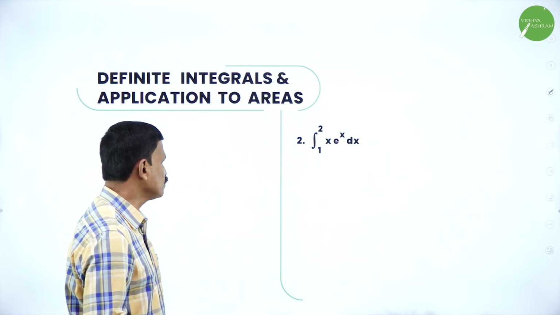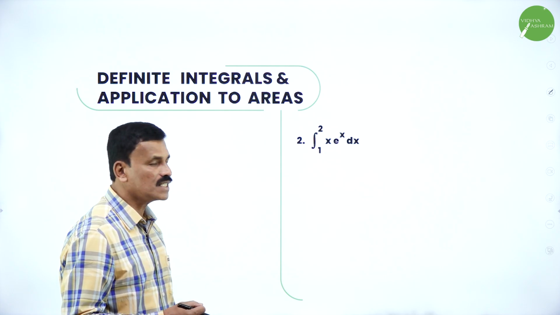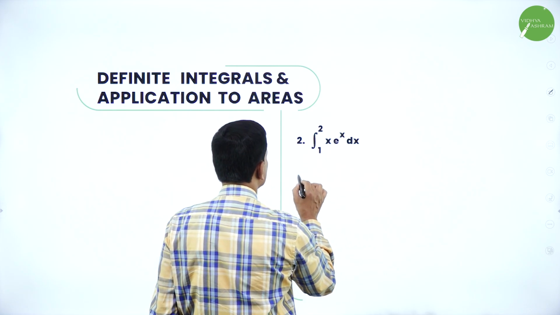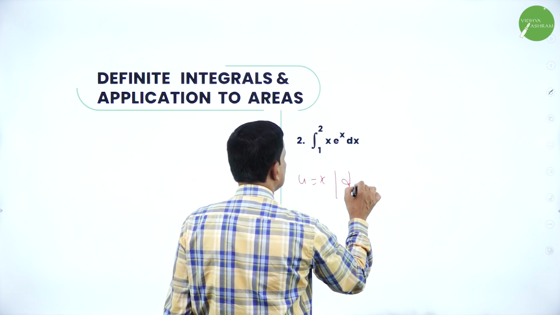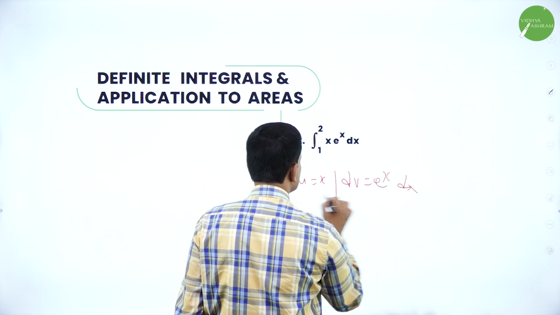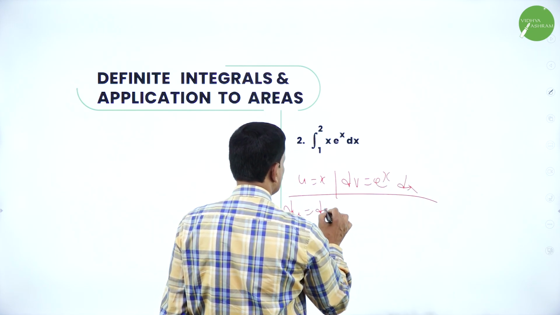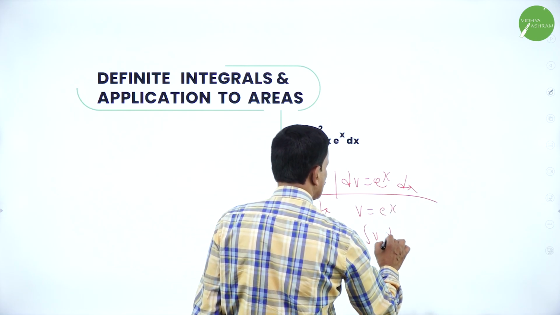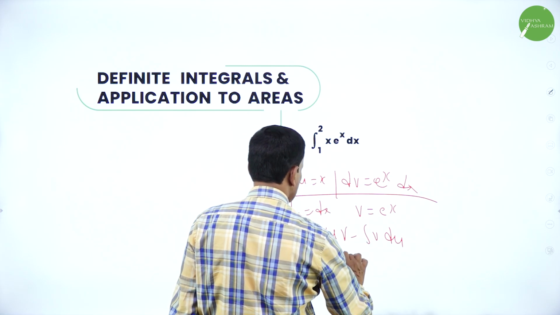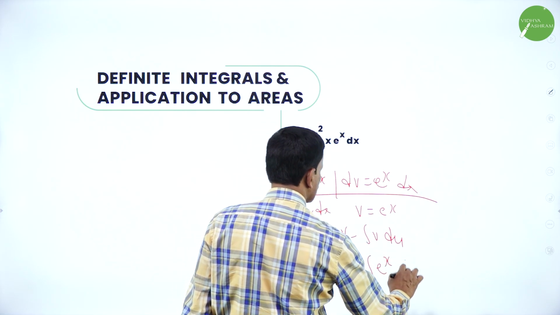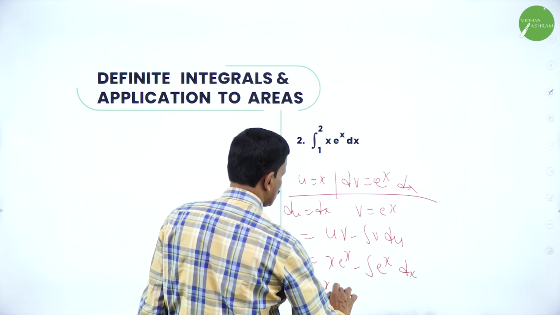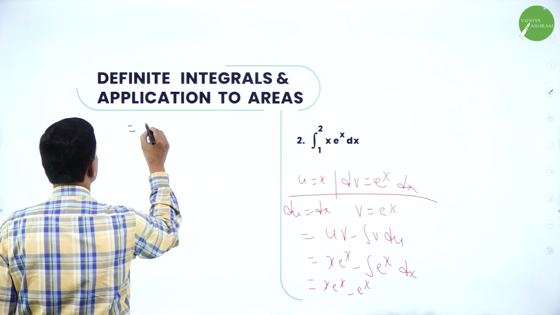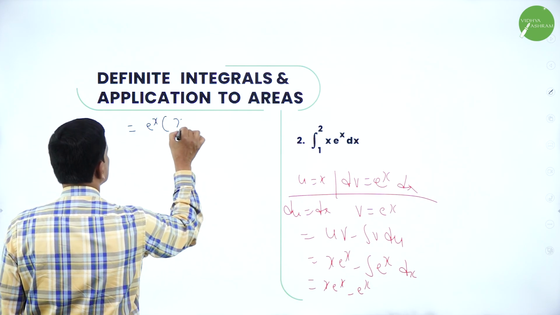Now move on to the next problem. The integration of x e raised to x between limits 1 to 2. Now just integrate this using parts. So here u is equal to x, first function, dv is equal to e to the power of x dx, and differentiate it, du is equal to dx. Integration of e power x is e power x. What is the formula? uv minus integral v du. So uv, x into e to the power of x, minus integral of e power x into du, which is dx. So this is x e power x minus e power x. Here if you want, you can take the common factor. E power x is the common factor. What we will get? x minus 1.